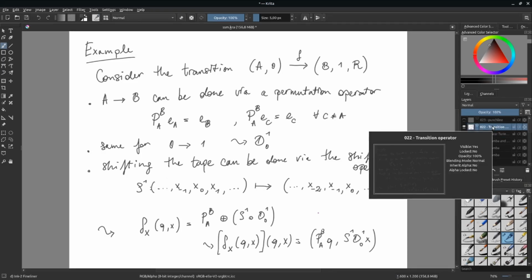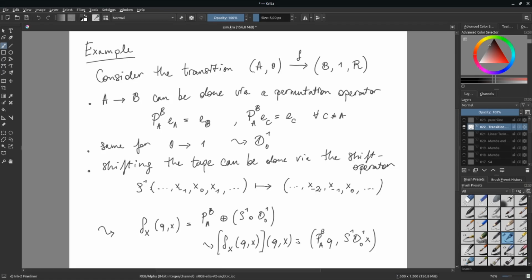As an example, let's say I have a machine with states A and B, and tape states 0 and 1. Let's imagine that my Turing machine takes the state A0 and maps it to state B, writes 1 on the tape, and then moves right. Because now I have vectors, I can do all of this using, so not permutation, sorry, but at least a linear operator.